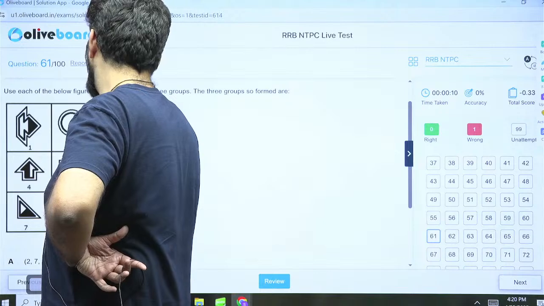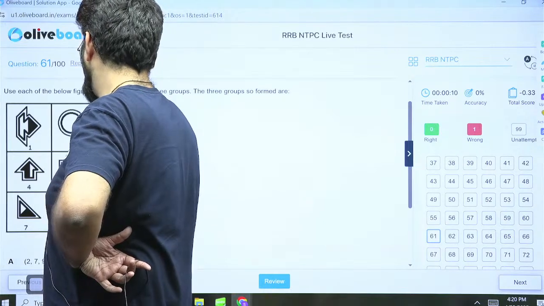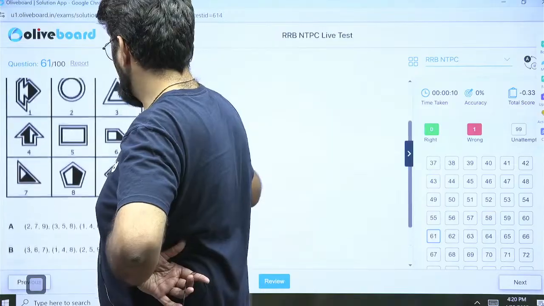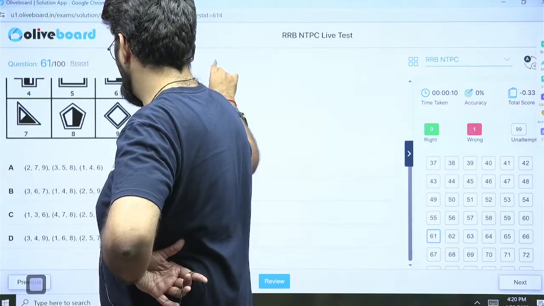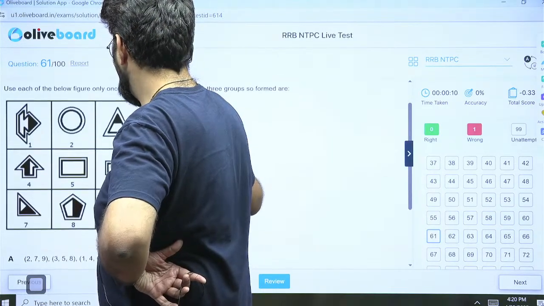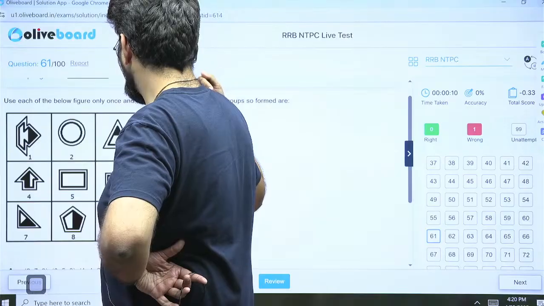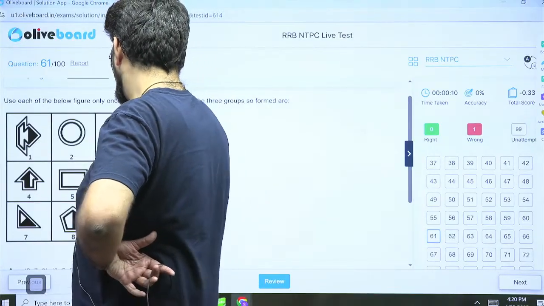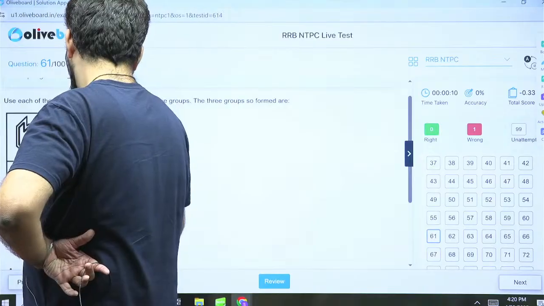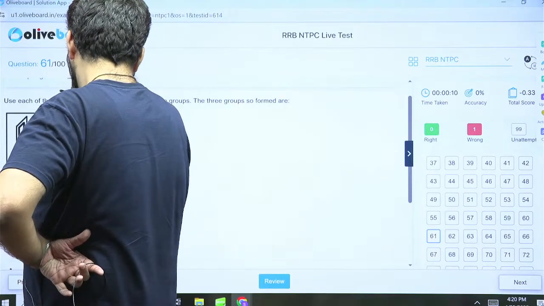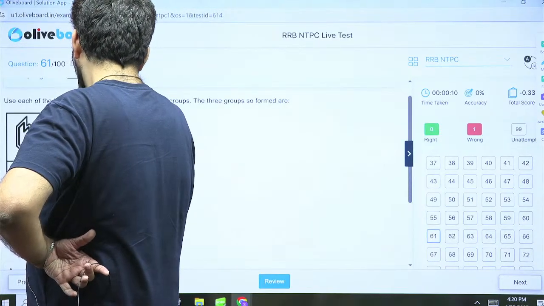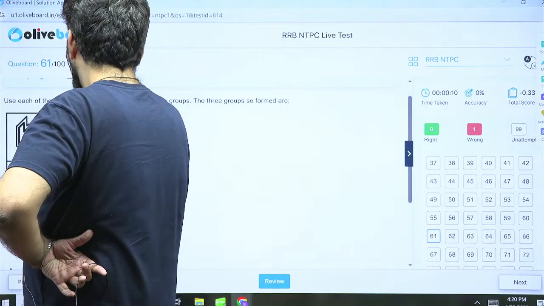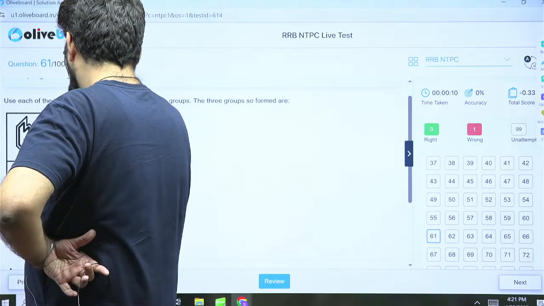Okay, internal figures are highlighted. And 4, 7, 8. Or 1, 4, 8. No, this is a very dicey question, I believe. Pentagon, pentagon inside, highlighted on one side. This is a trapezium, trapezium inside, highlighted on one side. Triangle, triangle inside, highlighted on one side. Triangle, triangle.